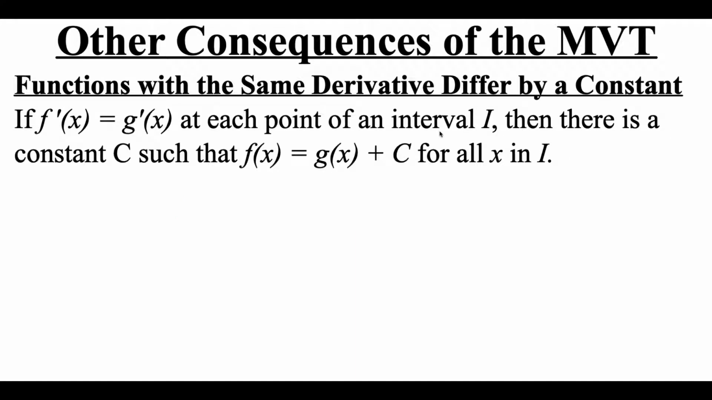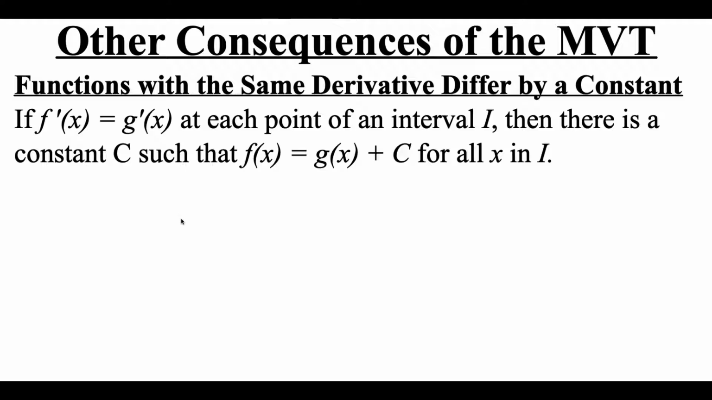Now there's another consequence of the mean value theorem as well, and that's that functions with the same derivative differ by a constant. So if you've got the derivative of f of x being equal to the derivative of g of x at each point of an interval I, then there's a constant c such that your function f of x is equal to g of x plus c for all x values in I.